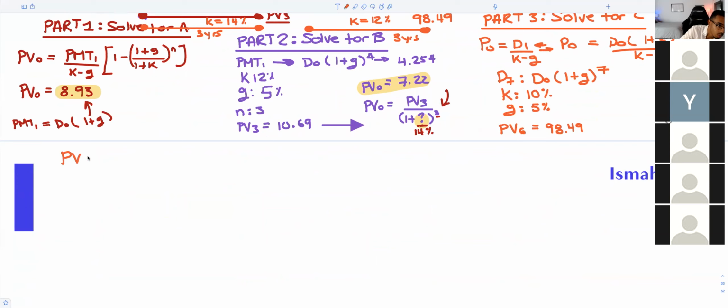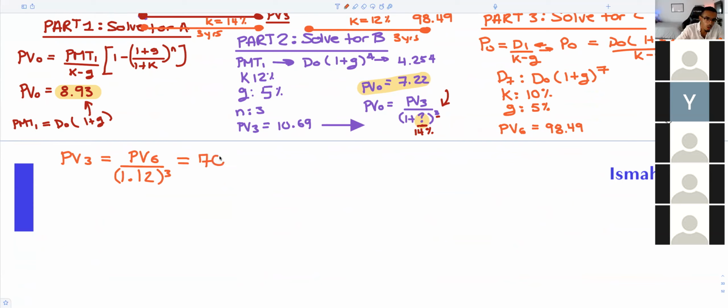So we know that PV3 will be equal to PV6 over 1.12 to the power of 3. Can somebody tell me what PV3 is equal to then? I need a few people to put it in the chat. What does that give you? There you go. Thank you so much.